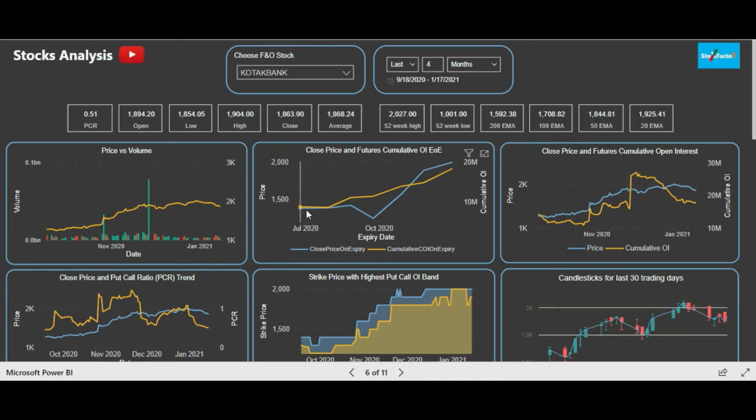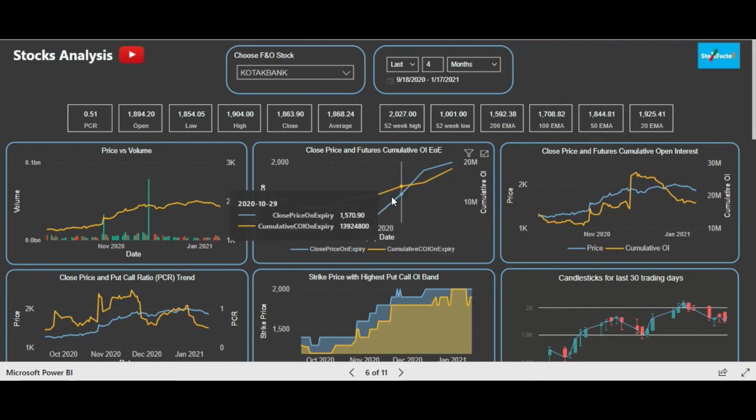So you can see that this is a multi-month graph, and here if you see on the September expiry, there was a decrease in price and there was a slight increase in the futures cumulative open interest in that particular expiry. But after that, what happened?